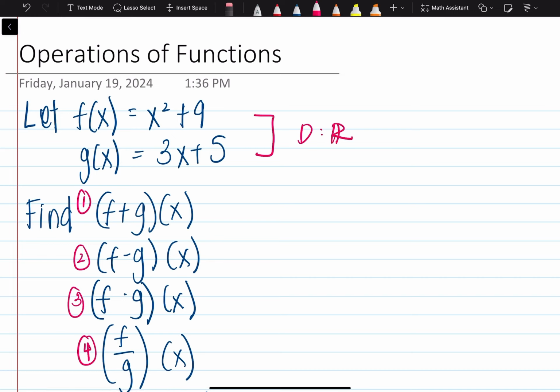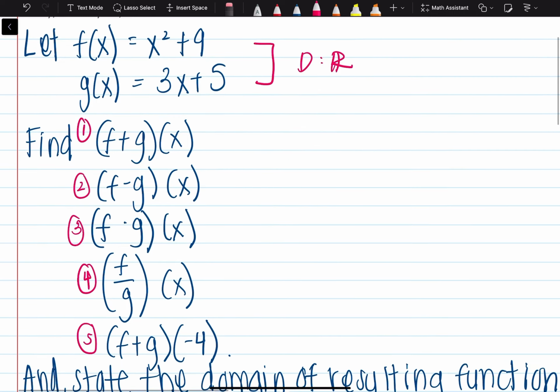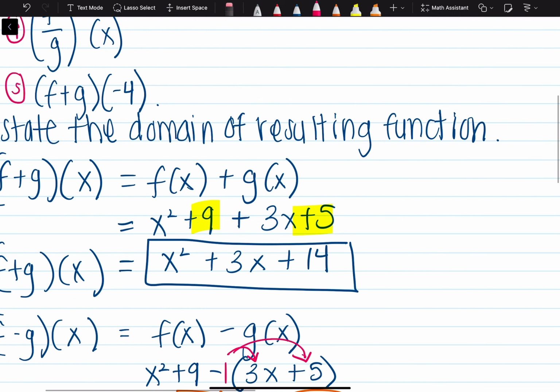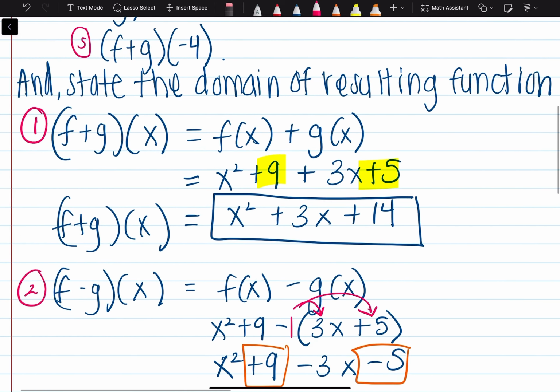Remember, you can always assume that the domain of a function is all real numbers unless it has a fraction, so it has a denominator, where you need to exclude the values that give it 0, or it has a square root, where you need to exclude the values that give you a negative under the square root. Since neither one of these original functions have that, the domain of each one of them is all real numbers. So by default, the domain of the resulting functions are also all real numbers.